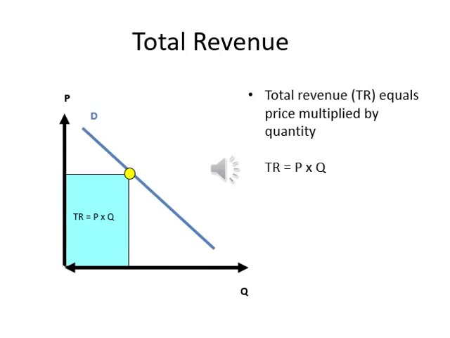Total revenue, TR, and price elasticity. Because total revenue is the product of P and Q, whether TR rises or falls in response to a price change depends on the magnitude of price elasticity.